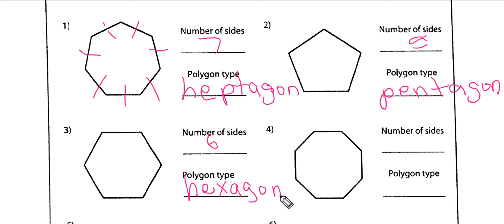And 4 has how many? 8. 1, 2, 3, 4, 5, 6, 7, 8. It's an octagon, just like an octopus has 8 legs. Or 8 in Spanish is ocho, means 8.